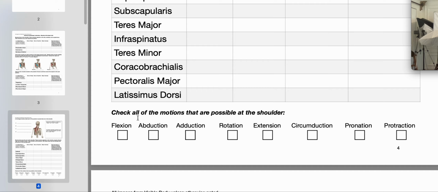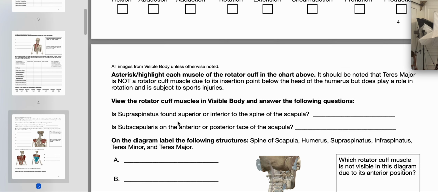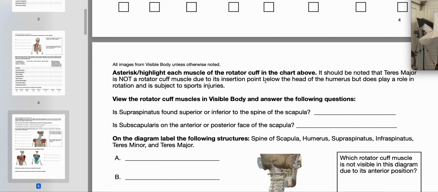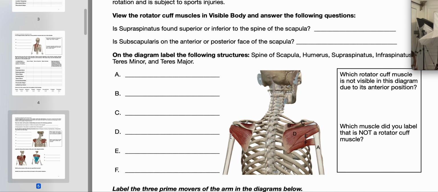And then you're going to be asked about some motion, what kinds of things can happen at the shoulder. And then asterisk or highlight each of the muscles that are part of the rotator cuff. So in your print edition of the lab manual, they talk about them being called SITS as a way to remember them. So the S-I-T and S are the first letters of the muscles that are involved in the rotator cuff. But watch out for teres minor and teres major because they both start with T. They sound an awful lot alike, but only one of them is part of the rotator cuff.